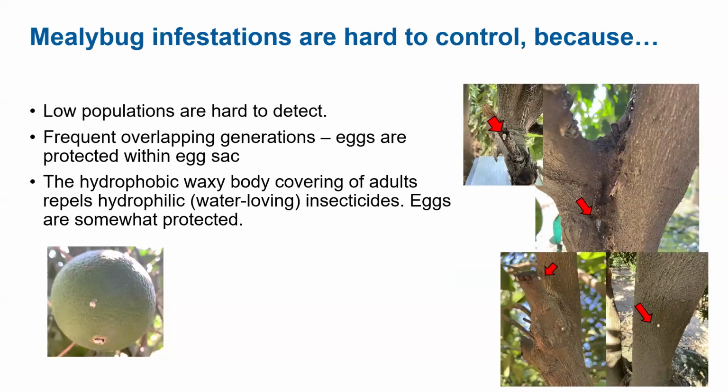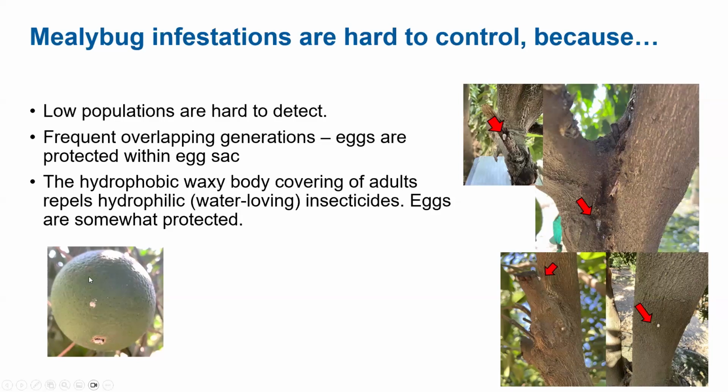And as I was saying, mealybug infestations are hard to control because of several reasons. If you look at the arrowheads on these photos over here, each of these red arrowheads is a citrus mealybug with a female producing eggs with an egg sac. And these are really easy to miss unless you are in the canopy looking for them. These are easy to miss.